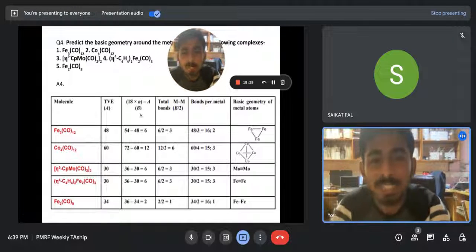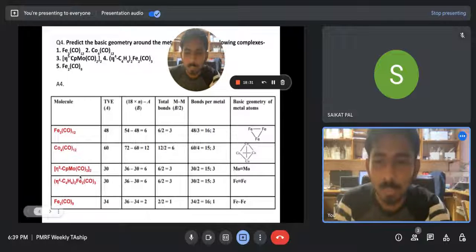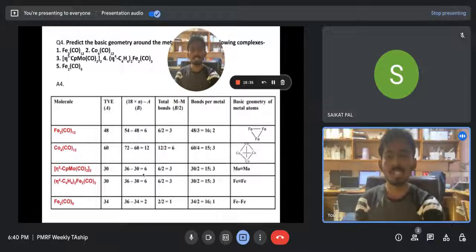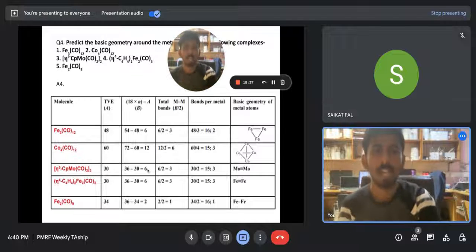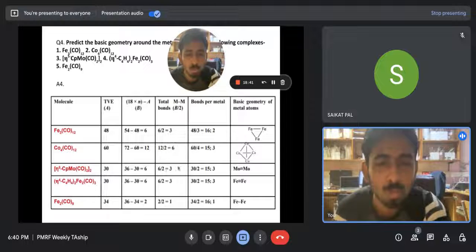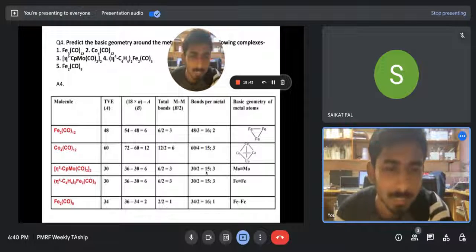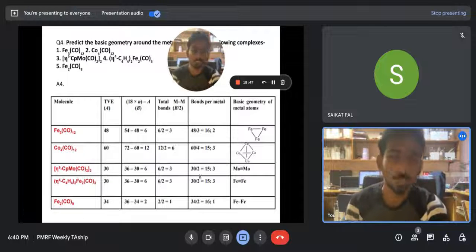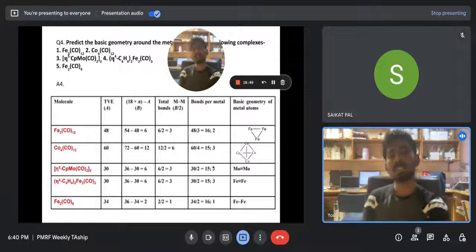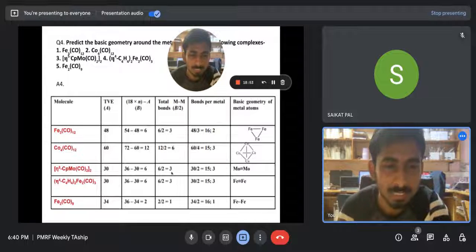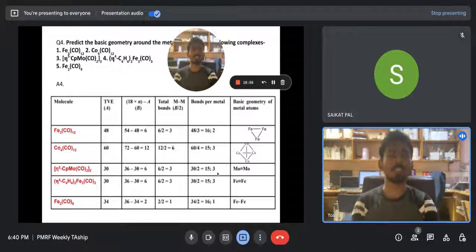And now we'll calculate B, that is 18N minus A. The total number of metals, molybdenum, is 2. So 18 into 2 minus 30 is 6. And the total number of metal bonds is 6 by 2, that is 3. We also have to calculate the bonds per metal: 30 by 2, where 2 is the number of metal atoms n, so it is 15. So 18 minus 15 is 3. So the total number of metal bonds is 3 and the bonds per metal is also 3.